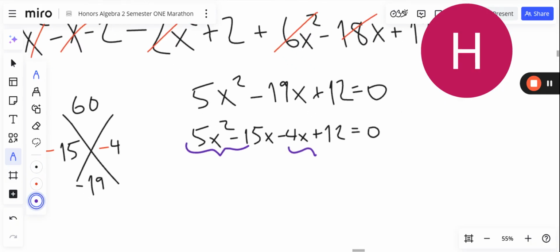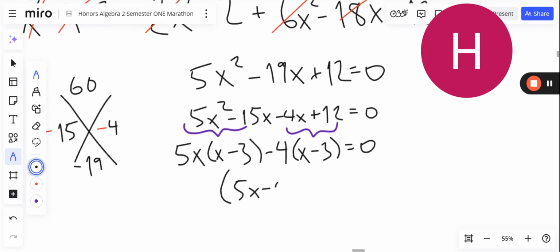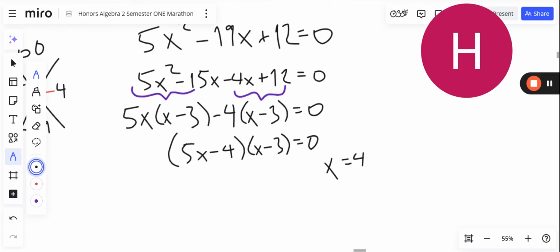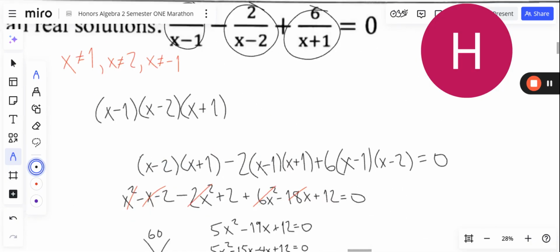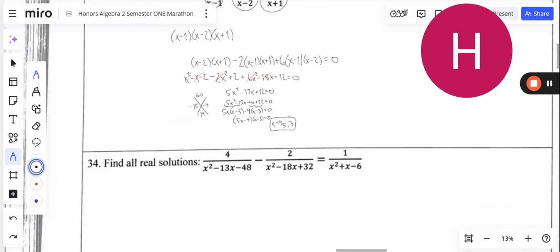So let's use grouping. Group the first two. Group the second two. 5x times (x minus 3). And then take out a negative 4 to leave the second group with x minus 3. So here we have (5x minus 4) times (x minus 3) equals 0. Which means what? Which means x equals 4/5 and x equals 3. Those are our two solutions. And we can check and confirm that these are not any of the excluded numbers from the beginning. All right, there we go.